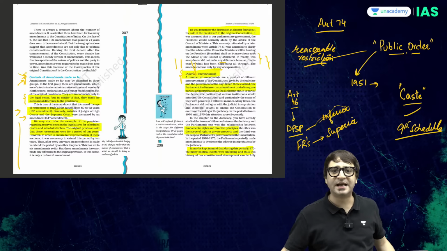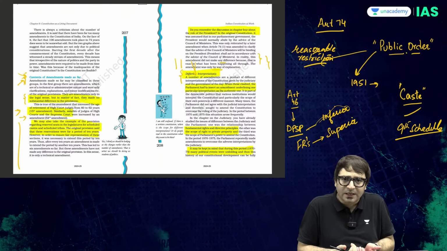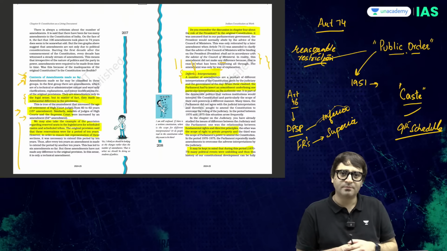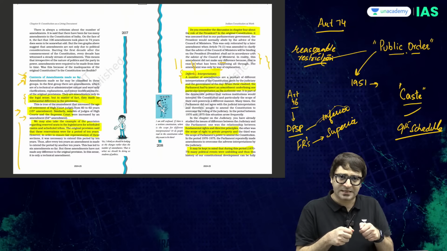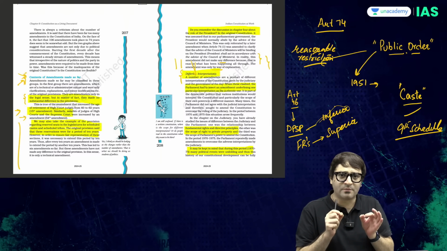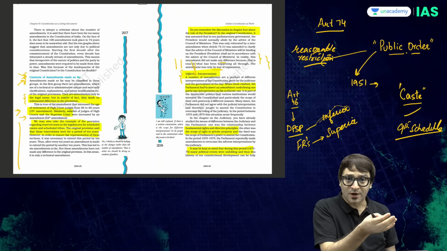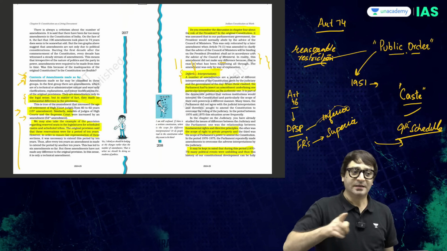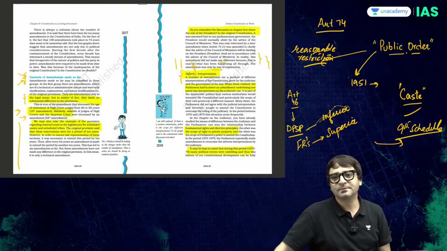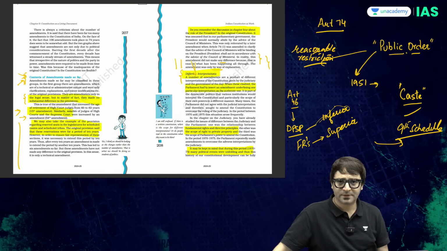And the 9th schedule said any law that is placed within me, the judiciary cannot question that law. Any law placed in the 9th schedule is immune from judicial review. And then these land reform laws were placed in the 9th schedule, bypassing fundamental rights, the fundamental right to property.